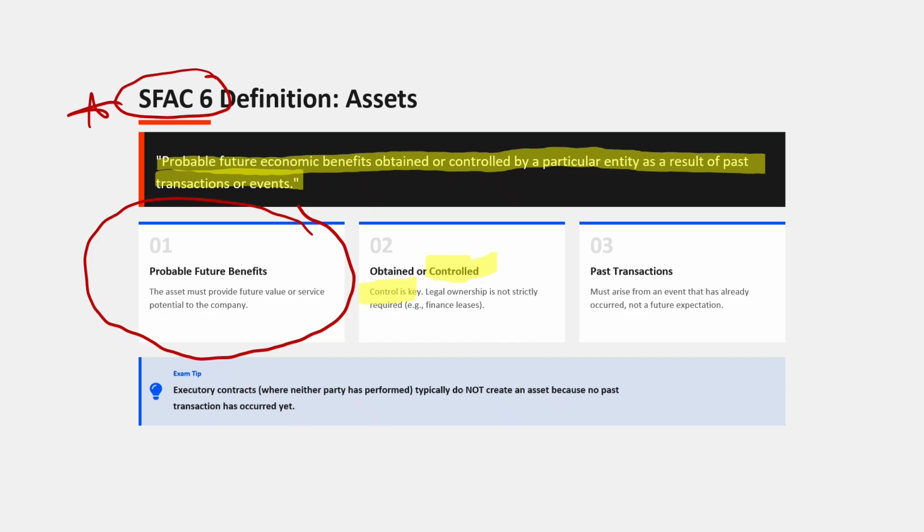The third thing is that it must result from a past transaction or event. This is the one they like to trick you with. So let's talk about executory contracts. Those are contracts where neither party has performed. Because no past transaction has occurred yet, this is not considered an asset.